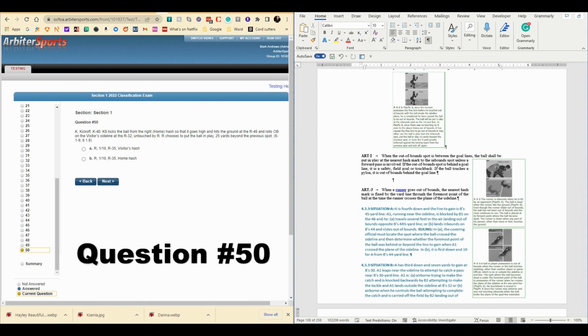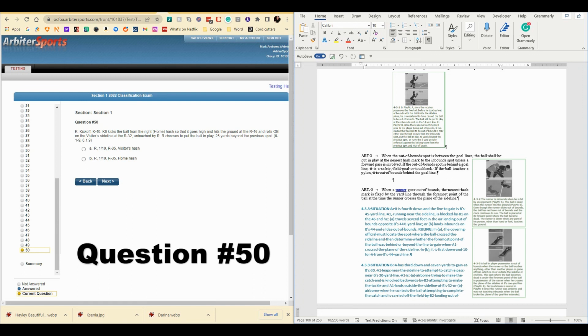K, kickoff, K at the K40. K6 kicks the ball from the right hash mark so that it goes high and hits the ground at the R46 and rolls out of bounds on the visitor's sideline. So that's the opposite sideline they kick from. At the R32, untouched by R. R chooses to put the ball in play 25 yards beyond the previous spot.